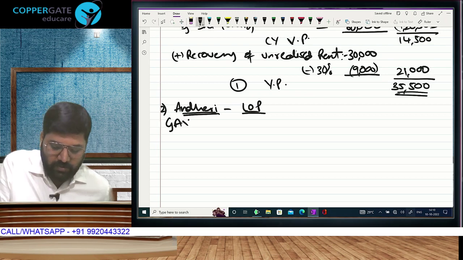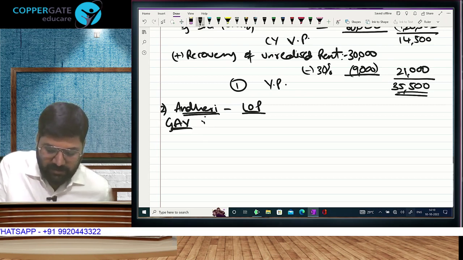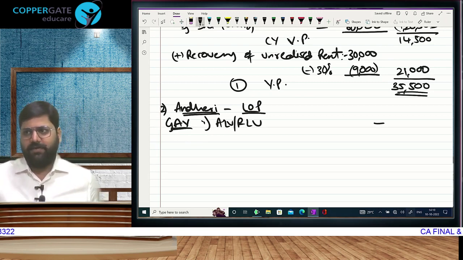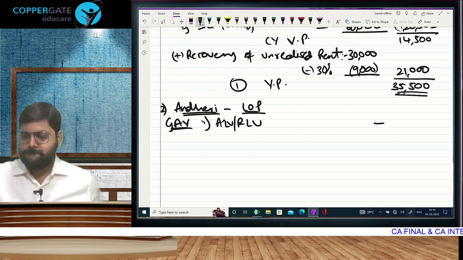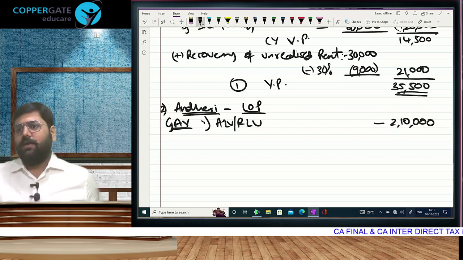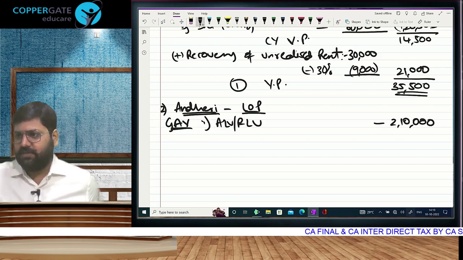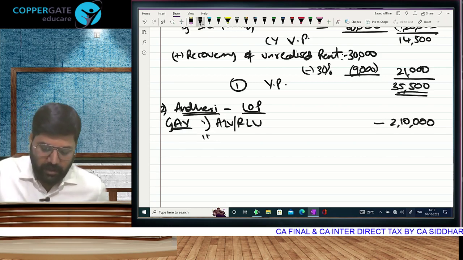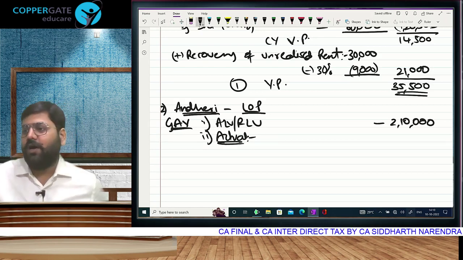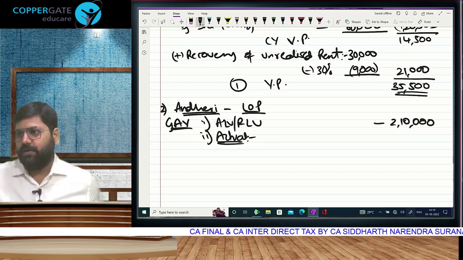LOP, so you have to write GAV, and if you are writing GAV, then in step 1 you have to write ALV, RLV. Do all the computation, give me the final answer of ALV. Municipal valuation or fair rent, whichever is higher, and that amount or standard rent, whichever is lower. Let's go, actual. Here there is no unrealized rent, only current year, so full actual.